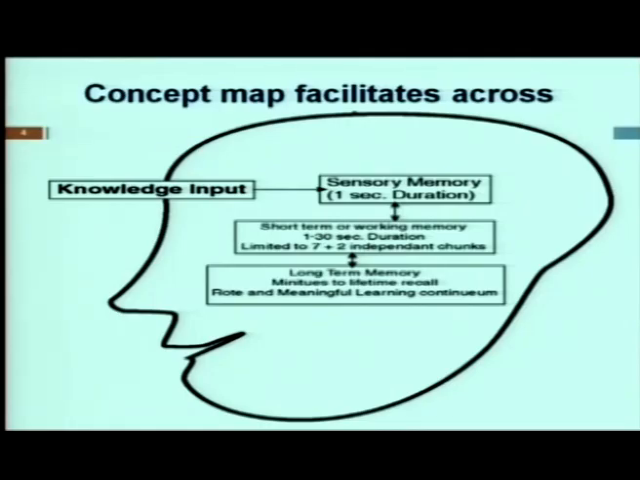So the knowledge input, the first input from the outside world, the information and knowledge, gets into the sensory memory, which lasts for a second, and gets fed into the short-term or working memory, 1 to 30 seconds, which is limited to 7 plus or minus 2 independent chunks, as is explained in this PowerPoint, and which gradually gets transformed into long-term memory. And this is a lifetime, and one would be able to recall at any point of time what one has learned.